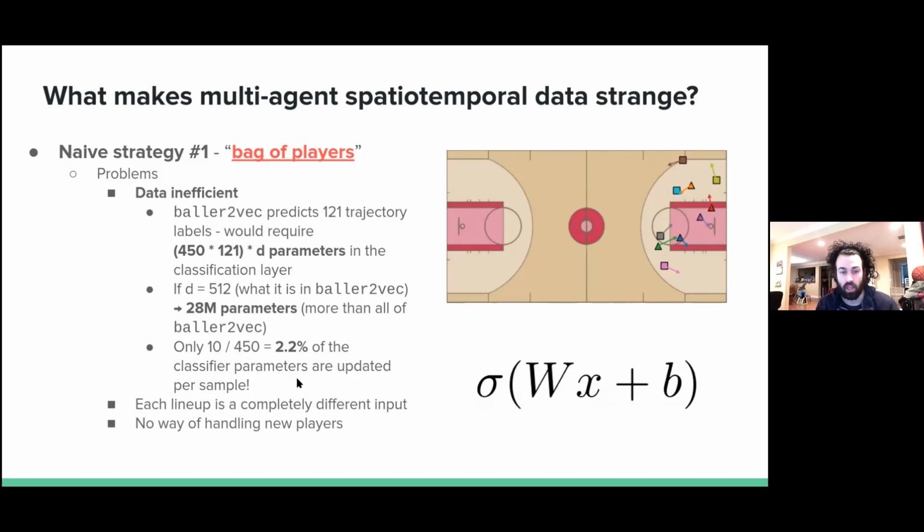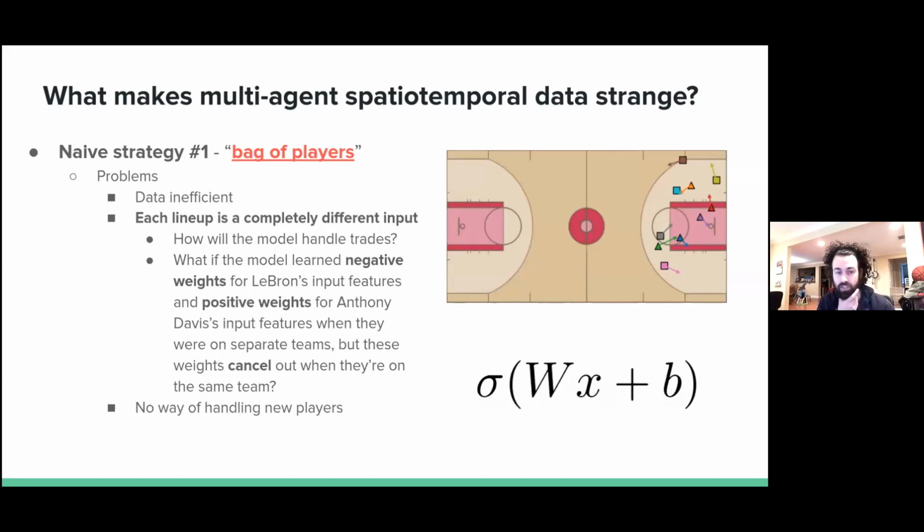In addition, only a fraction of those, only 2.2% of these classifier parameters would be updated per sample because only 10 players are ever involved in a play, right? And so all of the players who aren't involved in that play, their parameters won't get updated. And so it's extremely data inefficient, this bag of players representation.